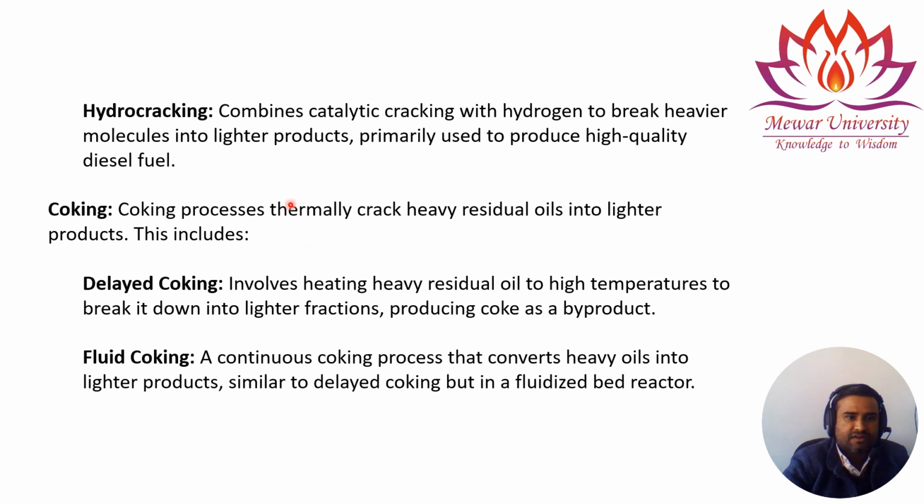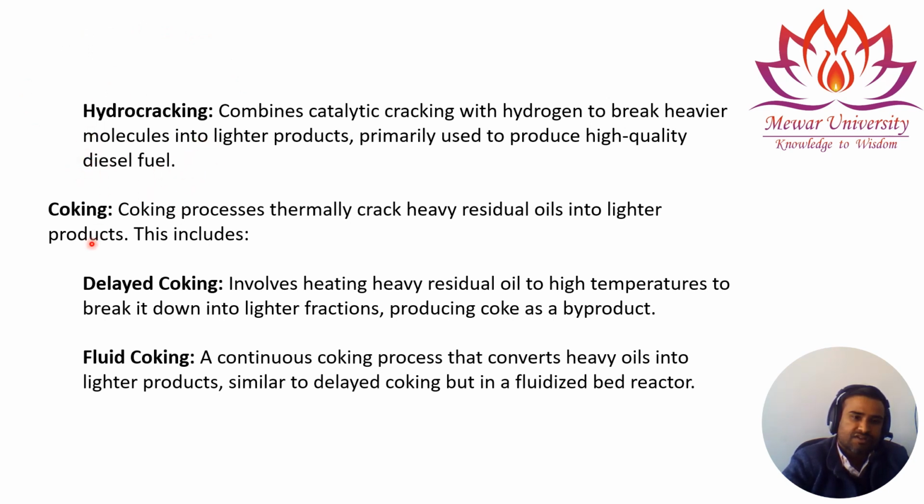Next we will come to know about hydrocracking. This is another conversion process in the refinery. Hydrocracking is a process that combines catalytic cracking with hydrogen to break heavier molecules into lighter products. Hydrogen molecules are added to improve the properties and convert into lighter products like gases and marketable products, primarily used to produce high quality diesel fuel. So this is basically used to produce high quality diesel.